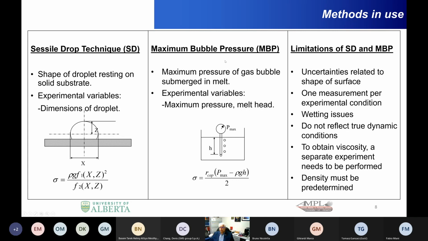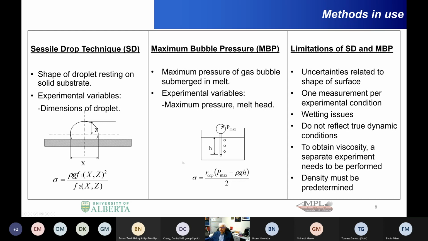When you do the maximum bubble pressure technique, you basically pressurize a gas, form a bubble, and then watch and see what pressure that bubble is released at, and the bubble is released from a known height of immersion. And that surface tension, again, is measured from this maximum pressure calculation. But again, the density is here and needs to be known to be able to do this measurement.